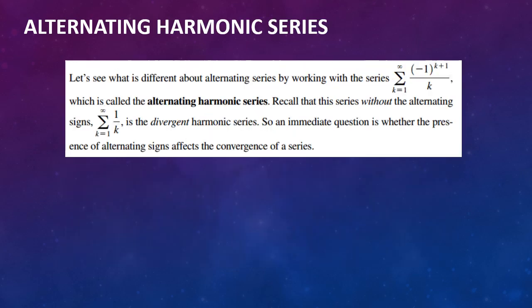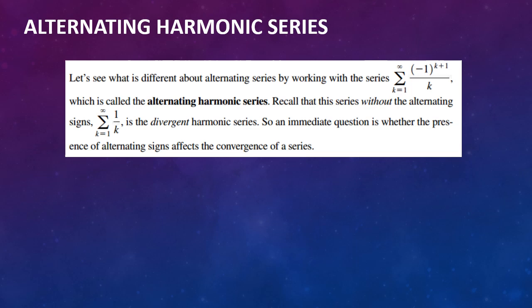Let's see what is different about alternating series by working with the series, the sum from k equals 1 to infinity of negative 1 raised to the power of k plus 1 over k. This is called the alternating harmonic series. Recall that this series without the alternating signs, the summation from 1 to infinity of 1 over k, is the divergent harmonic series. So an immediate question is whether the presence of alternating signs affects the convergence of a series.